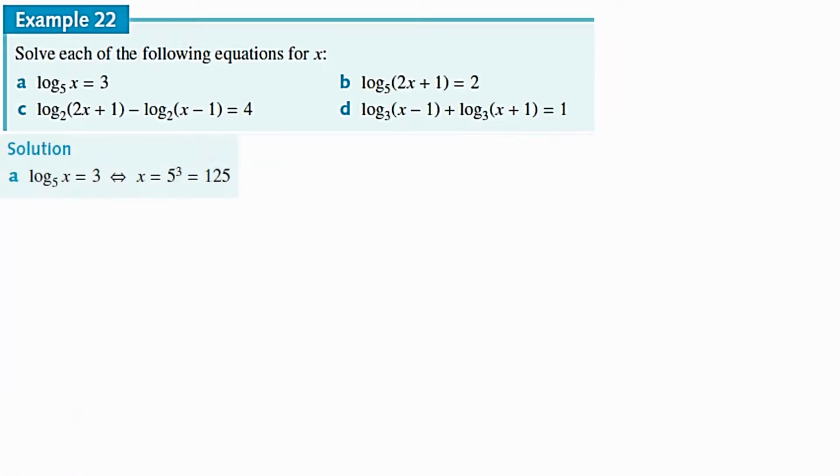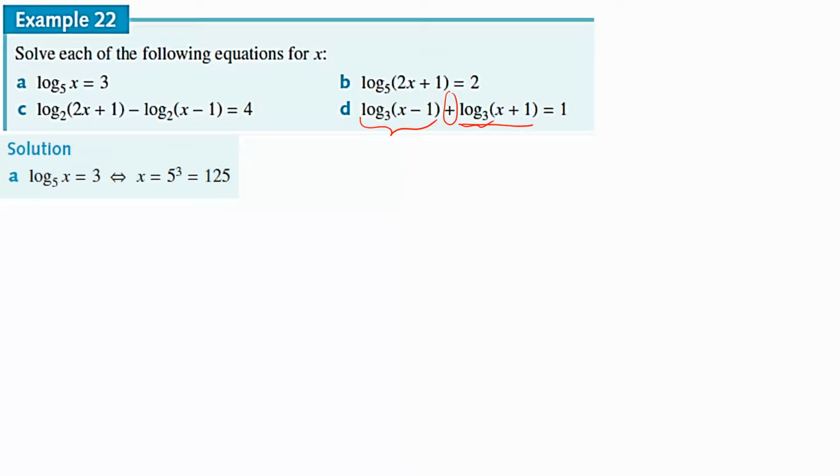Let's try something a bit more tricky. Let's do the last one, D. Okay? Let's do D. Same thing, D. Now you have to combine all the laws that you have. So you've got two separate things here. You've got log 3 of x minus 1 plus. Now that's a key symbol there. Plus another log base 3 of x plus 1.